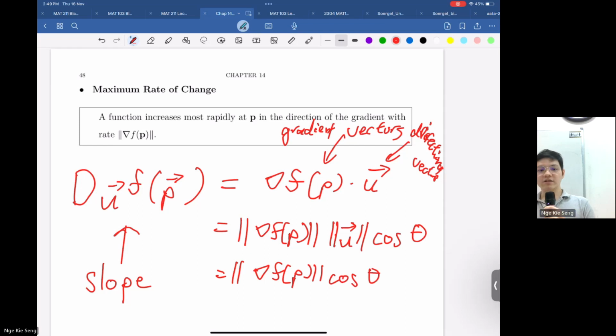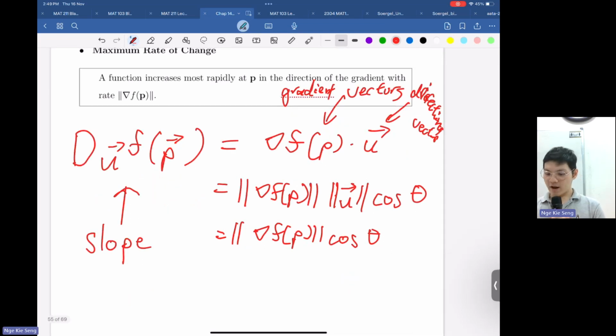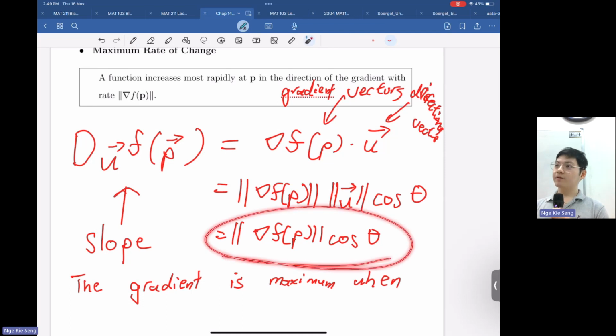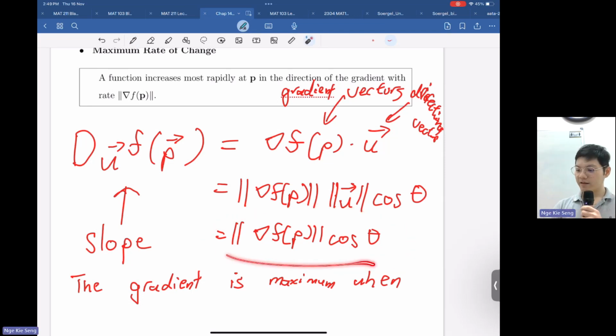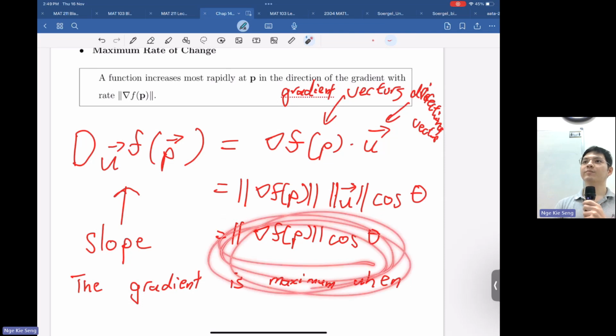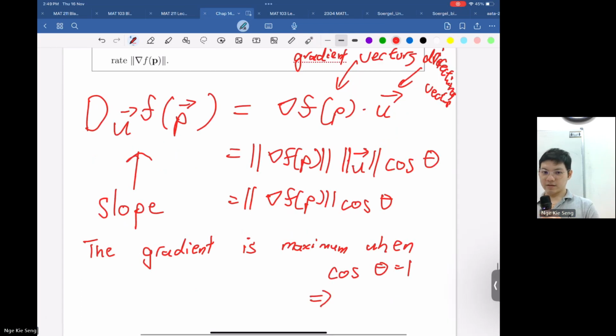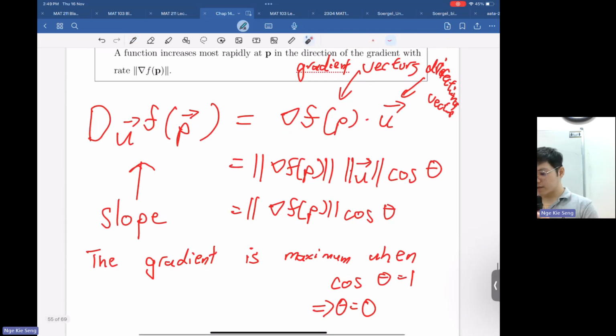So the gradient is maximum when? When does this value become maximum? When cos theta is 1. When is cos theta equal to 1? Theta equals 0.